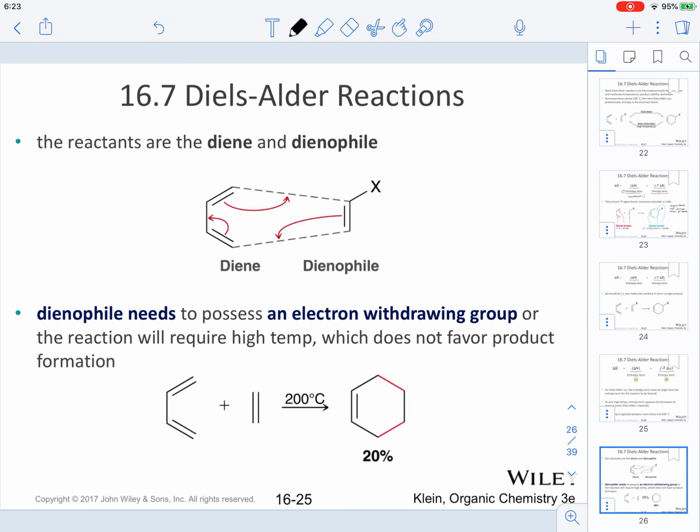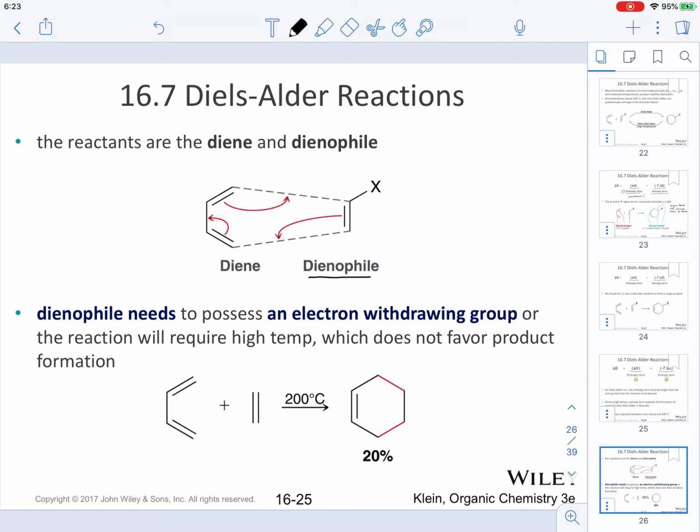Now, when it comes to the Diels-Alder reaction, understand that there's going to be two components to this reaction. The diene, and then the alkene is going to be called a dienophile. Understand that the dienophile needs to possess an electron withdrawing group, or the reaction will require higher temperature in order to occur.